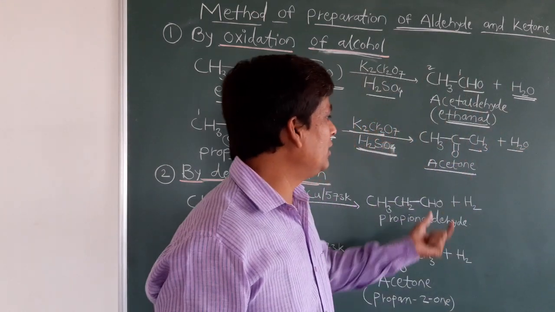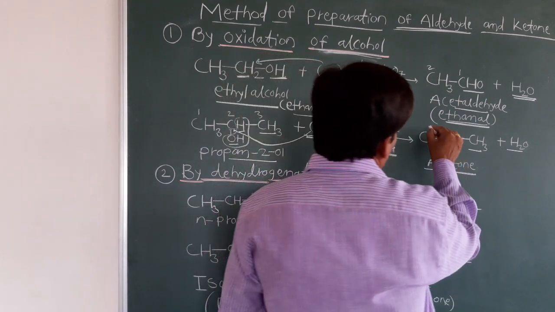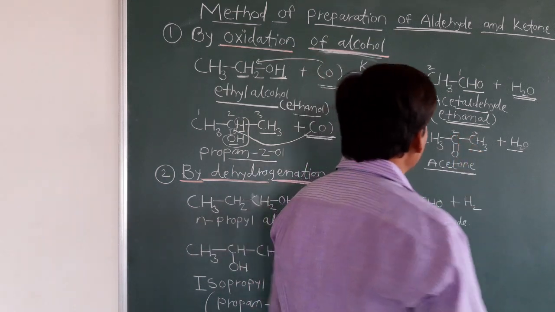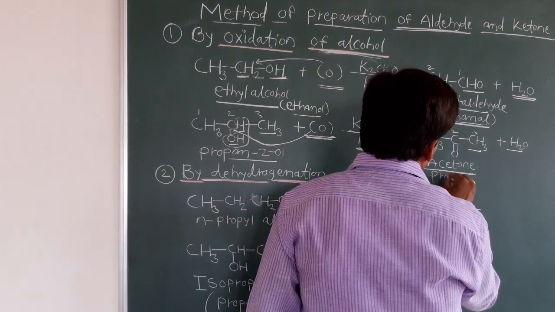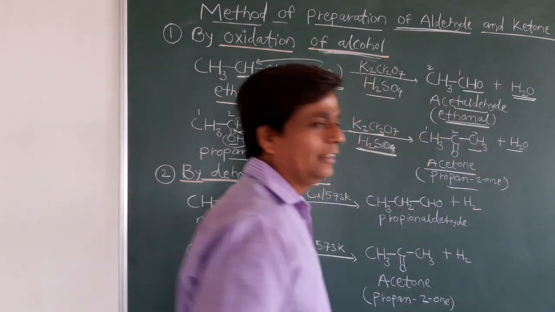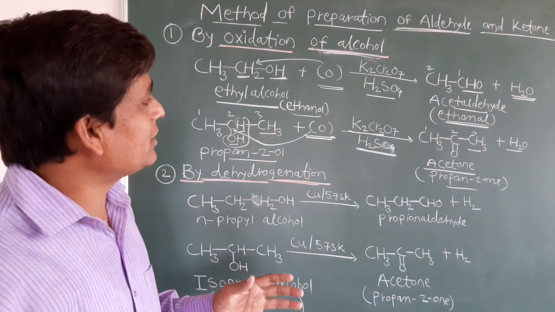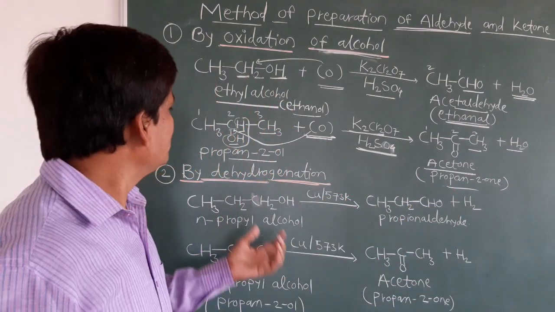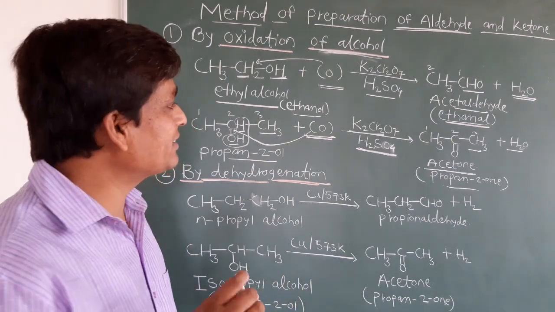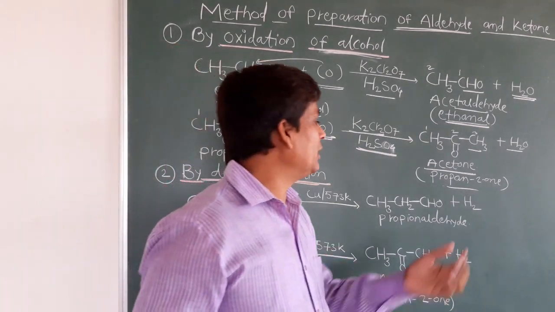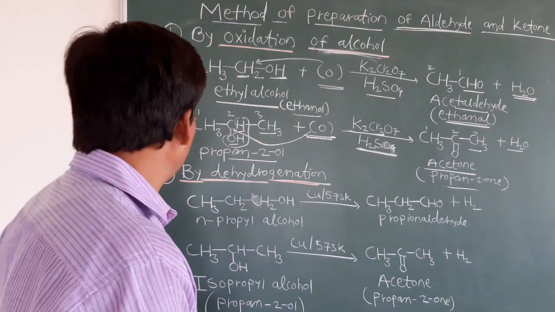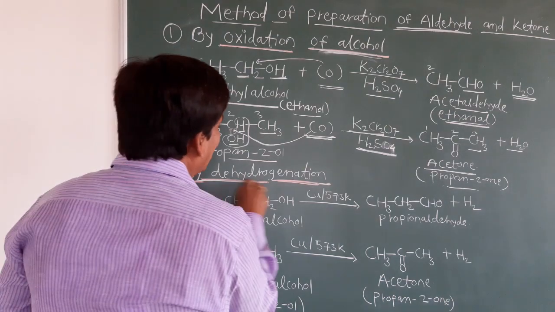What is the IUPAC name of this acetone? Give the numbering 1, 2, 3. Three carbons means it is propane, and on the second carbon a ketone group is there. You can say propan-2-one. Now clear everybody? So this is how propan-2-ol converts to propan-2-one. In the exam, they will ask the question: how will you prepare propan-2-one by using propan-2-ol? Now we will discuss the second method, the dehydrogenation method.